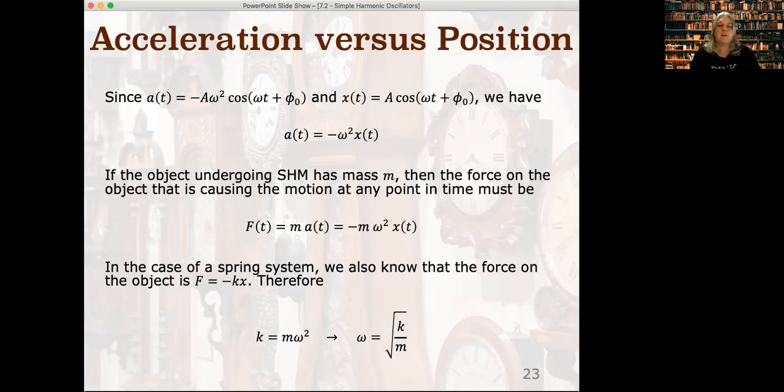So that's another way to get that relationship for omega. We've already met omega being the square root of k over m. We already saw that, but now we can see it this way as well.